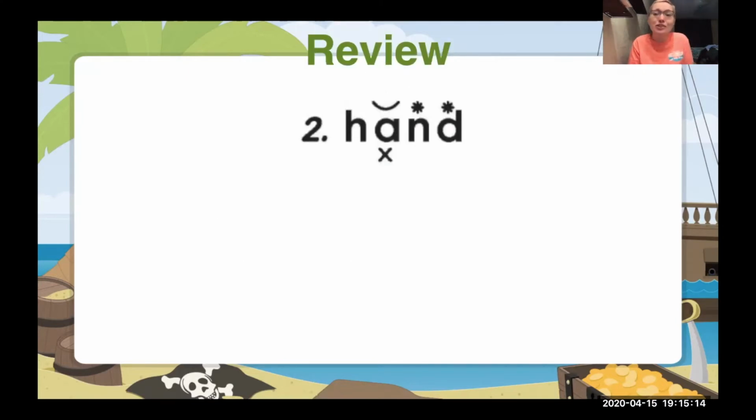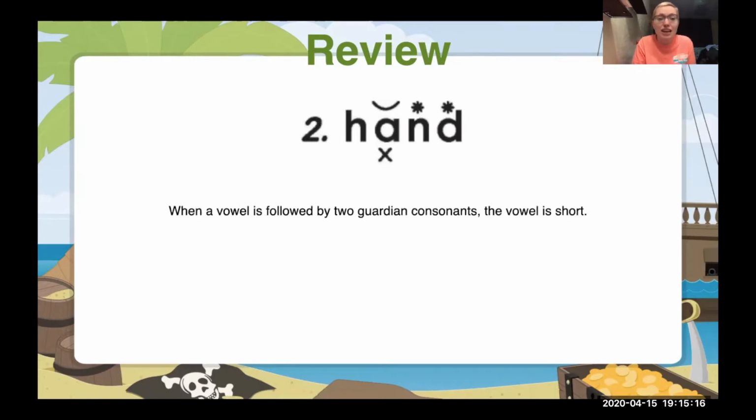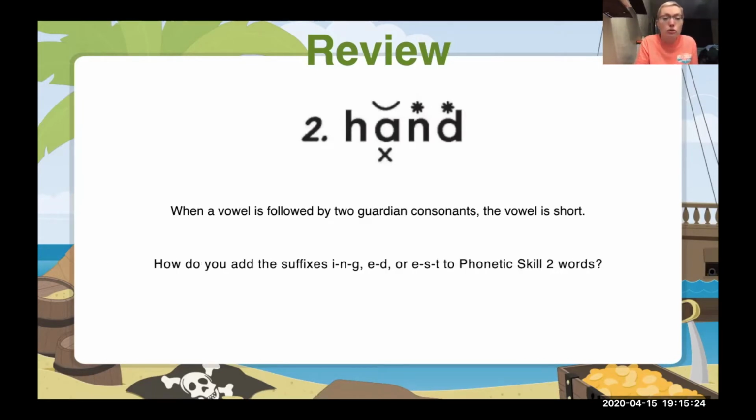So the next piece of our review is going to be phonetic skill 2. So phonetic skill 2 tells us that when a vowel is followed by 2 guardian consonants, the vowel is going to be short. So we're going to think again about this, what we can remember. How do you add the suffixes ing, ed, or est to phonetic skill 2 words? So think about that. Give it some thought.